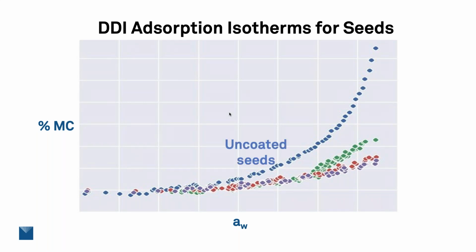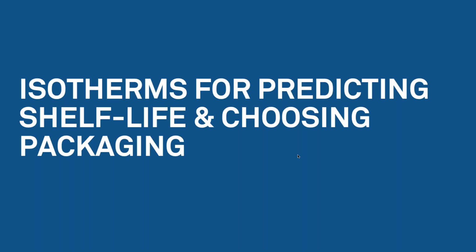So in blue, you're going to see uncoated seeds where water is able to penetrate into those seeds, and you have a higher moisture content at the same water activity compared to seeds that have different coatings. So whether you're trying to keep water in a product or water out, isotherms can be a great method for understanding how effective your coating or your film is working. Next, we're going to be talking about shelf life and choosing packaging. So I'm going to hand this back over to Mary.